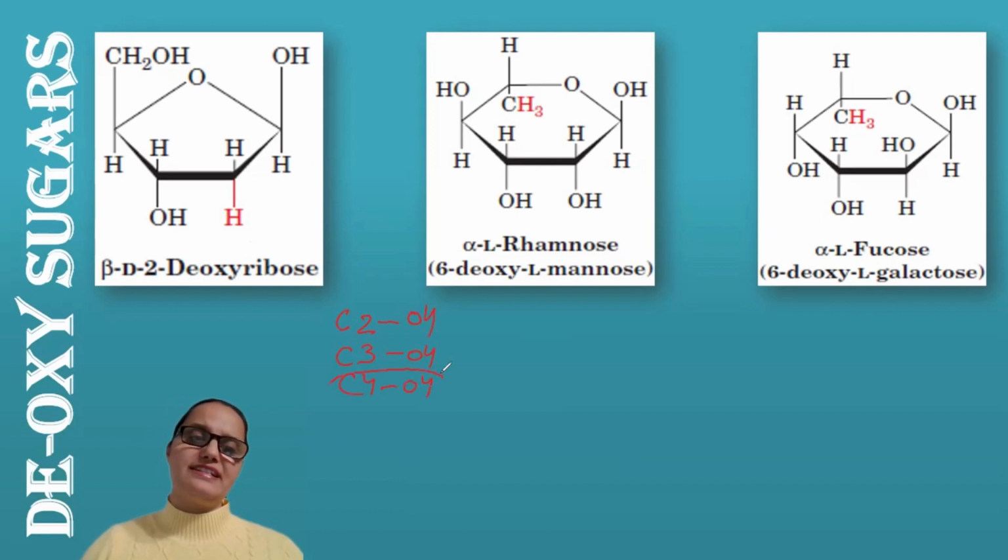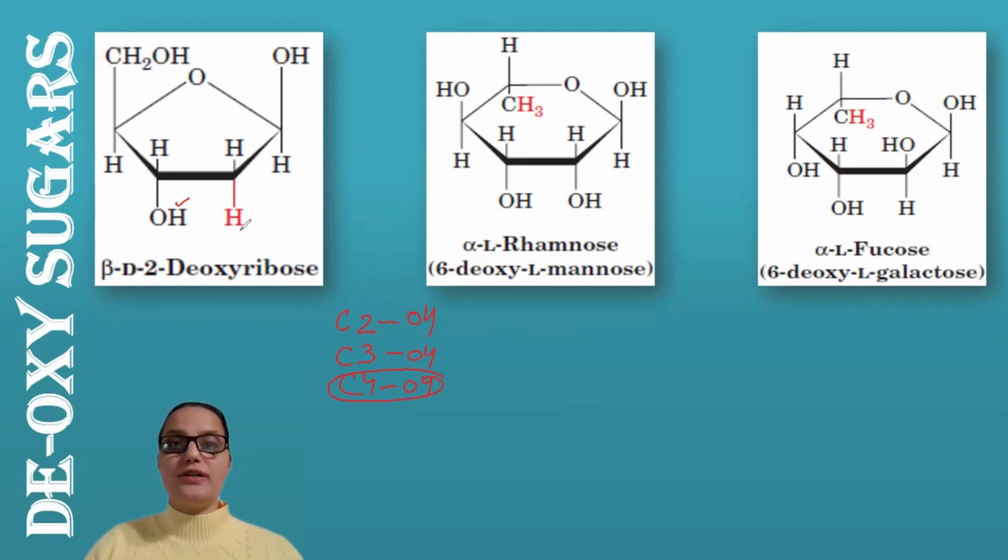But because this is the cyclic structure, we will not consider the carbon number 4. So you can see that on carbon number 3, there is a hydroxyl group which is directing downwards as it should be. But on carbon number 2, there should be a hydroxyl group. Instead of that, the hydroxyl group has been replaced by just hydrogen. So the hydroxyl group had one oxygen in it.